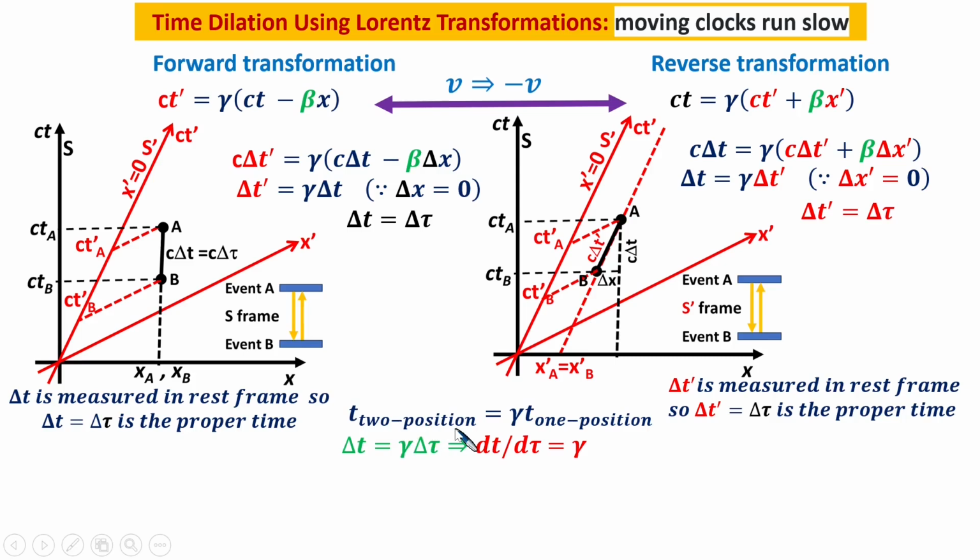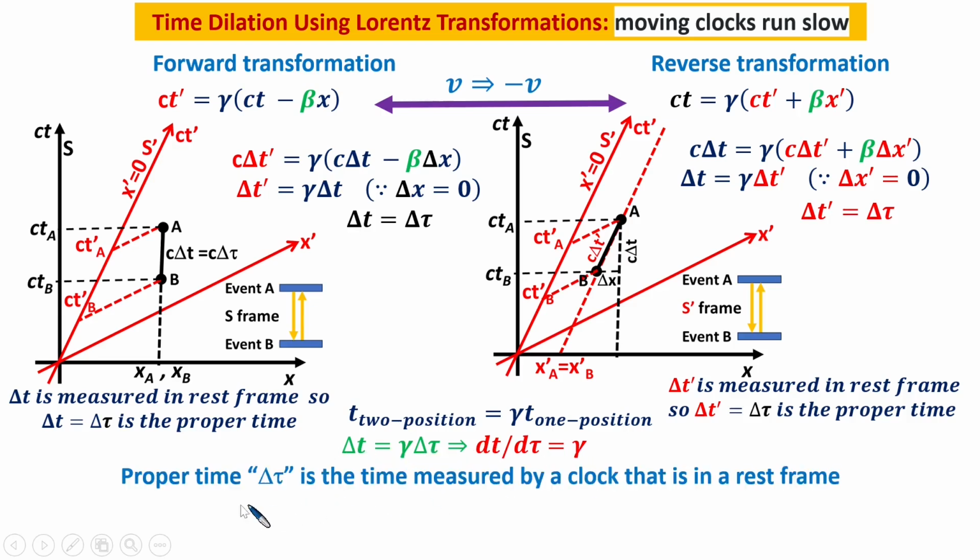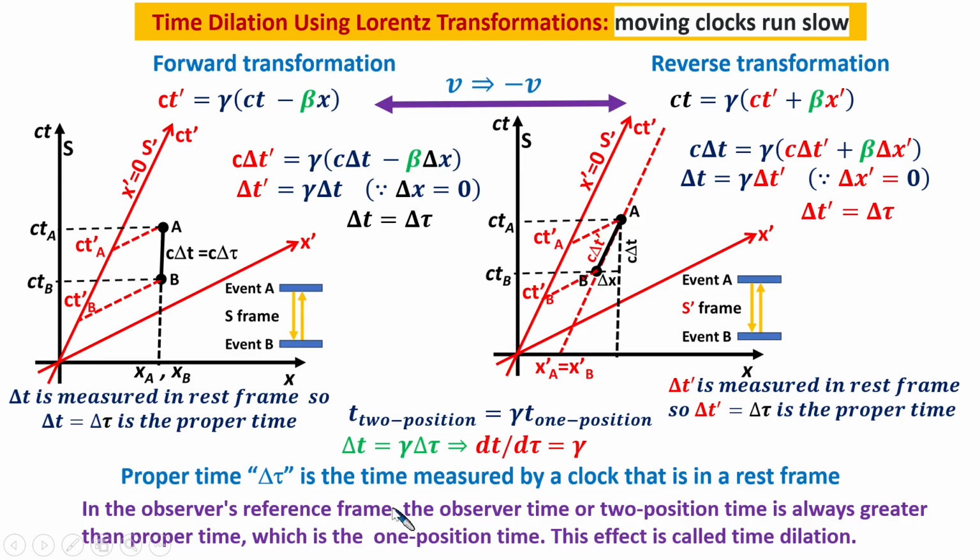So I can write that the two position time, delta t, is equal to gamma times delta tau. In whichever frame you measure time at one position, it is called delta tau, and at two different positions it is called delta t. So delta t is gamma times delta tau. I can write this in differential form, that is, dt by d tau is equal to gamma. So proper time delta tau is the time measured by a clock that is in a rest frame. As I have shown here, these are in the rest frame, meaning positions are not changing. Here also the position is not changing, so this is delta tau, and this is delta tau. And so in the observer's reference frame, the observer's time, or two position time, is always greater than the one position time, since gamma is greater than 1.